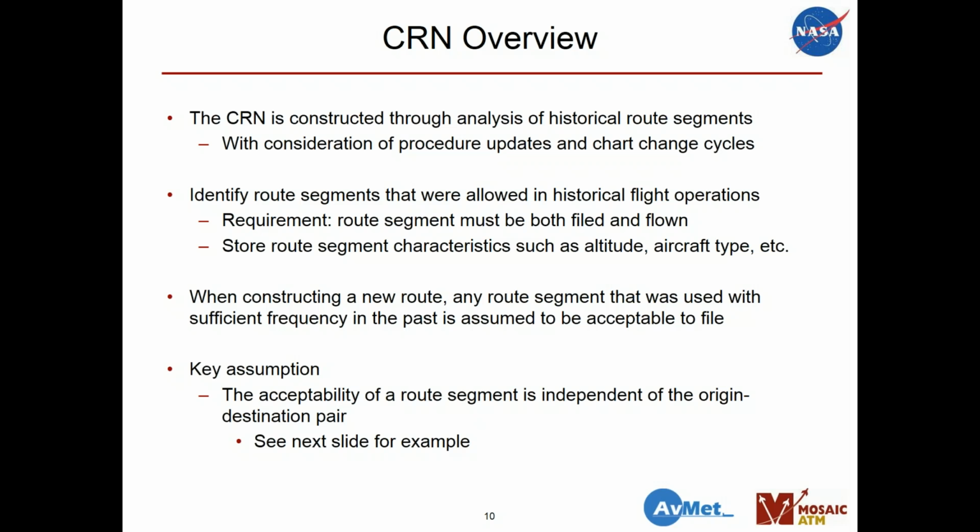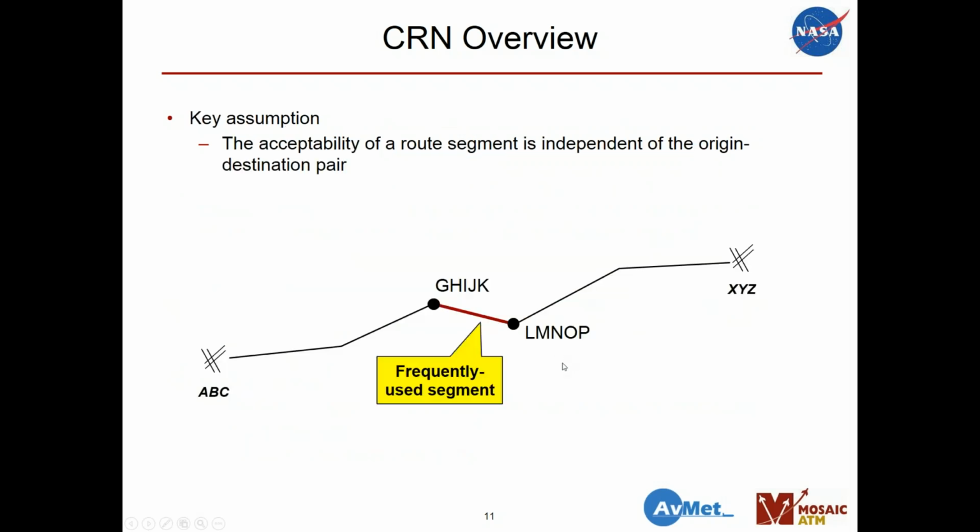But our underlying assumption is that when constructing a new route, any route segment that was used with sufficient frequency in the past could be acceptable to file. And the important assumption here to point out is that this then assumes that we can use route segments regardless of where the flight is originating or flying to. I'll break for questions and comments here after I go through a quick graphical example of that, just to illustrate this a little bit further.